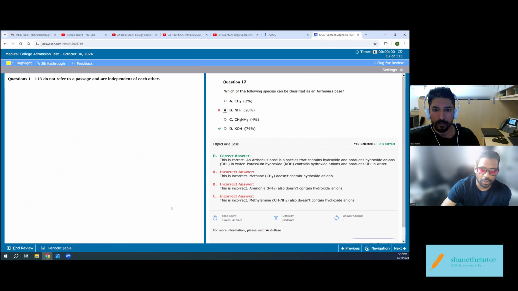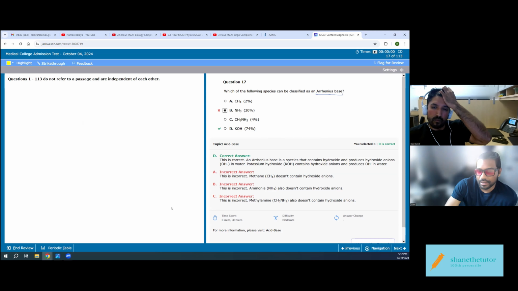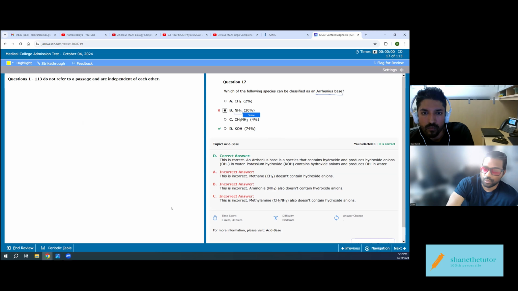Okay, so for this one, you chose NH3, right? And the NH3, well, an Arrhenius base is something that produces hydroxide. NH3 would not produce hydroxide, right?